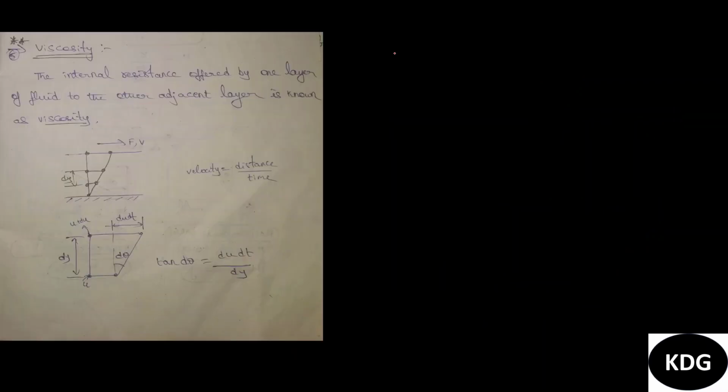Now we are coming to today's topic, viscosity. It is the internal resistance offered by one layer of the fluid to the adjacent layer. This means this layer will have an internal resistance against the other layer. So here you consider a fluid flow stream. Consider a certain point in a certain area of the fluid flow.